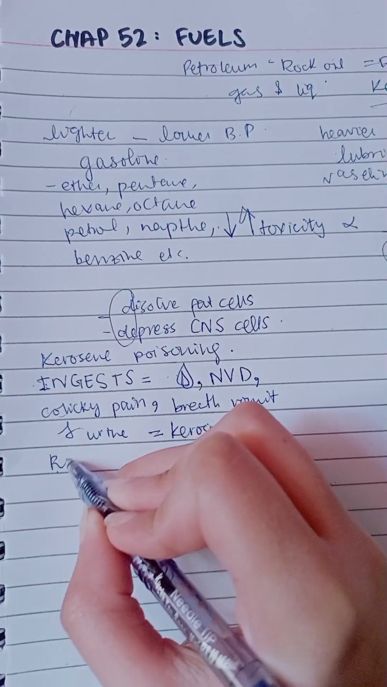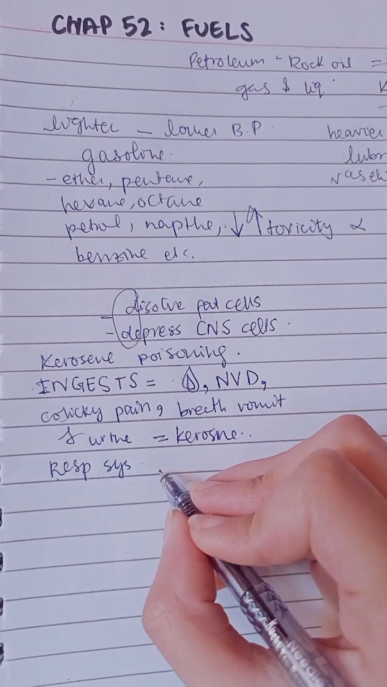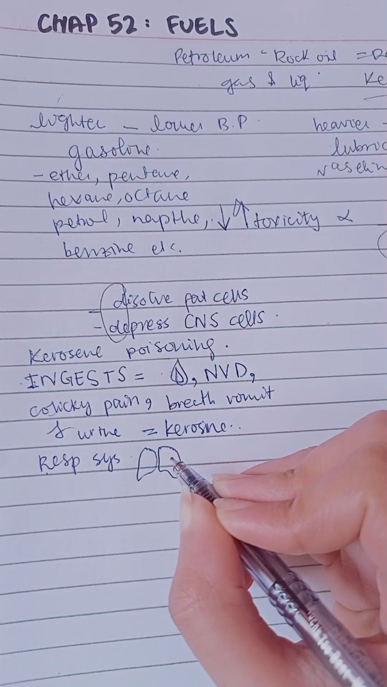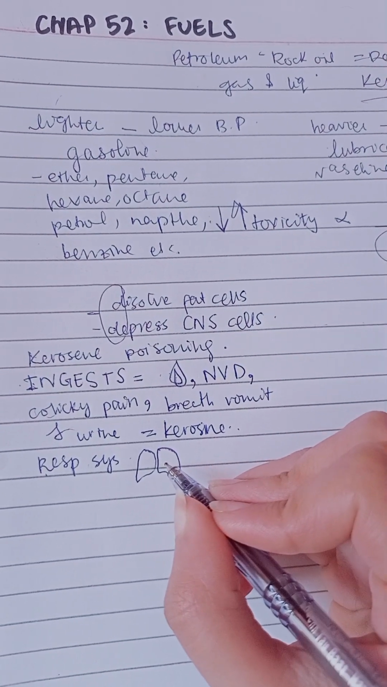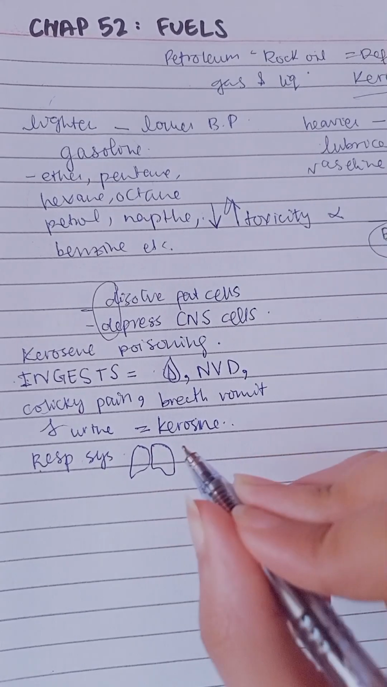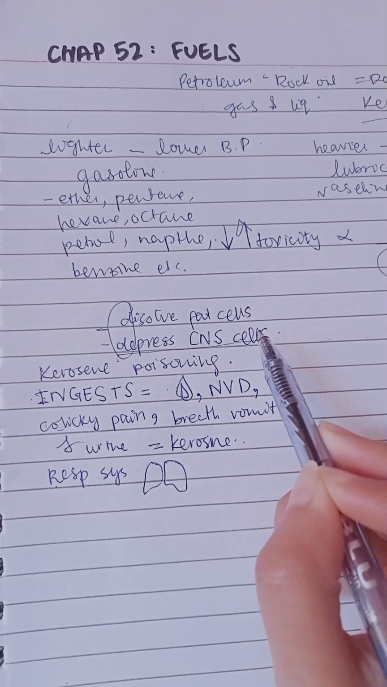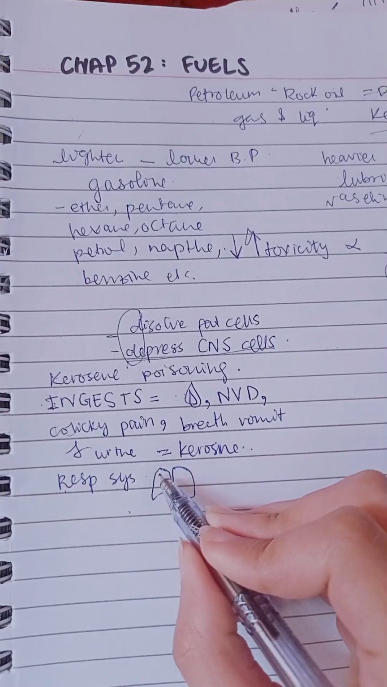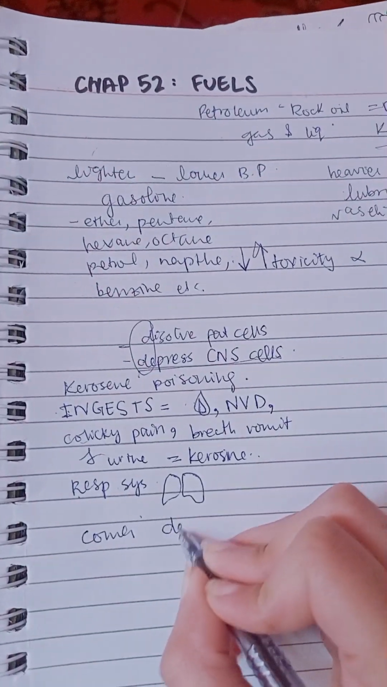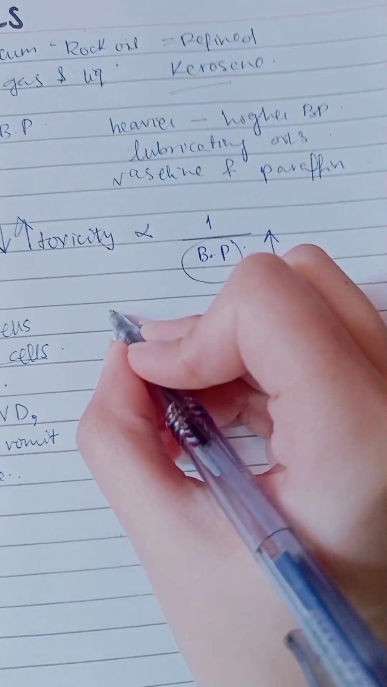Another symptom is the effects on the respiratory system. There will be lung complications like pulmonary edema and bronchopneumonia. Cyanosis can develop. And the central nervous depression, which we talked about here, depression of the CNS cells, will cause giddiness, weakness, and drowsiness, followed by coma and death from respiratory failure.